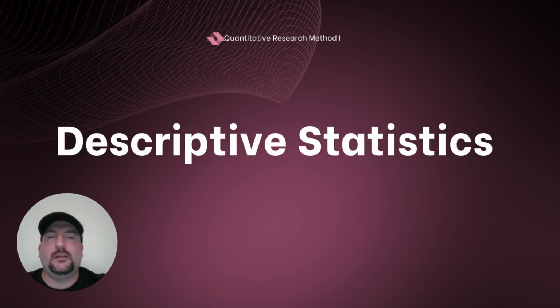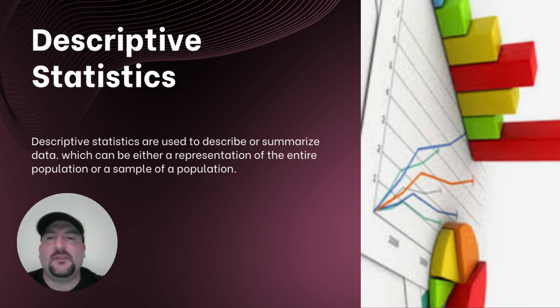Hello, everyone. Today we will be discussing Chapter 6 Descriptive Statistics. Descriptive statistics are used to describe or summarize data, which can be either a representation of the entire population or a sample of a population. An example of a descriptive statistic is the average GPA for students in a specific grade.